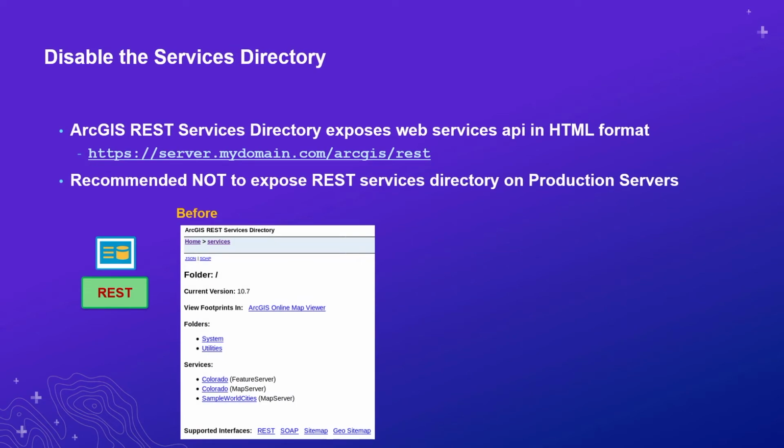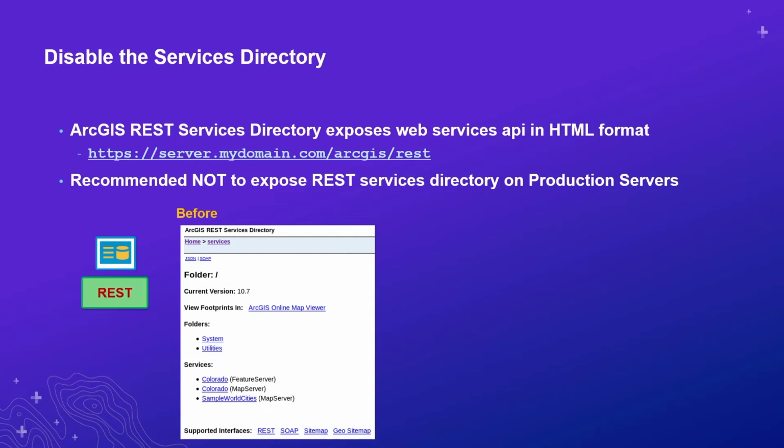The next item that we're going to discuss is disabling the services directory. By default, the services directory is enabled. The services directory exposes a catalog of web services in HTML format. Esri does not recommend exposing the services directory on production servers.